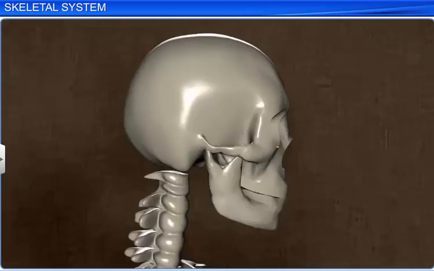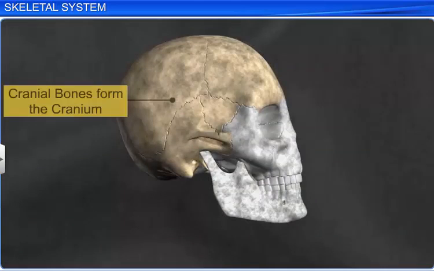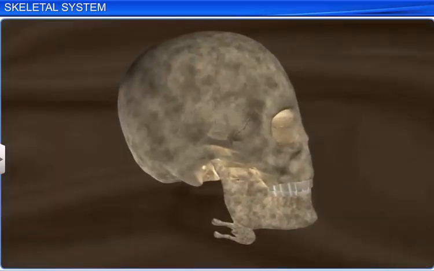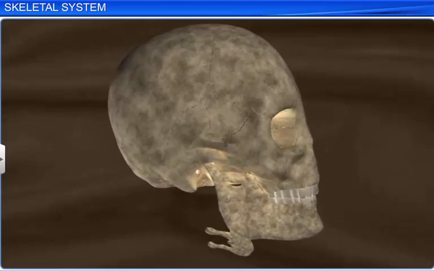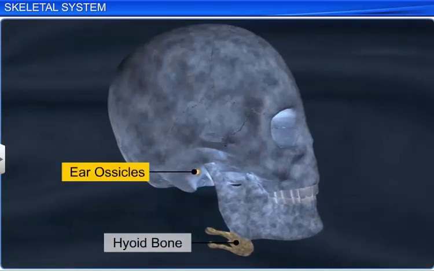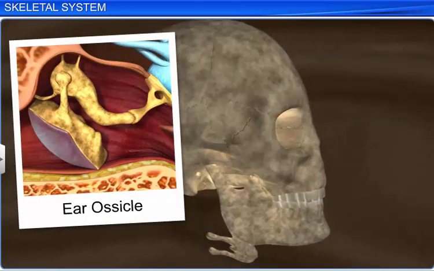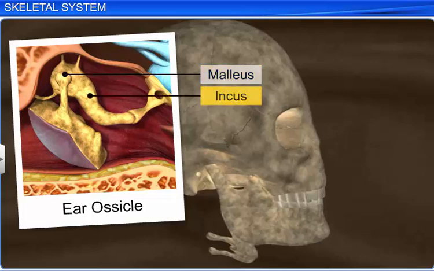The skull has two sets of bones, cranial and facial. The 8 cranial bones fuse to form a cranium or brain box, while the 14 facial bones form the face. The skull also includes a U-shaped hyoid bone and 2 ear ossicles, one on either side. Each ear ossicle consists of 3 tiny bones: malleus, incus, and stapes.